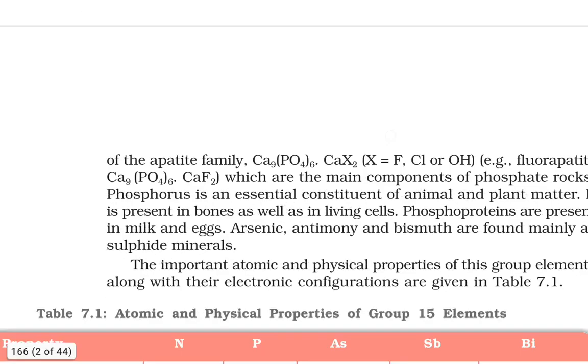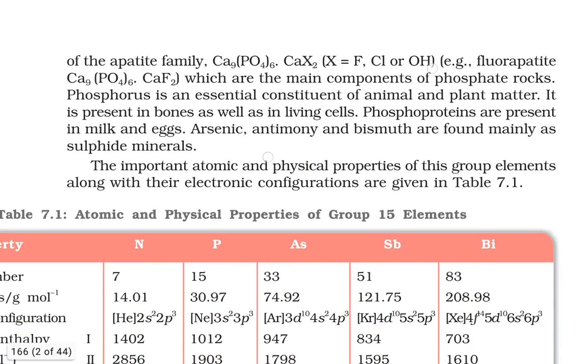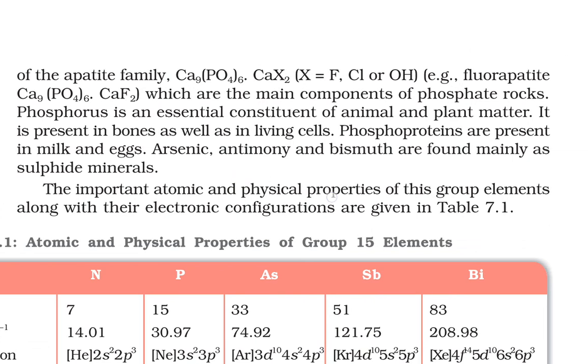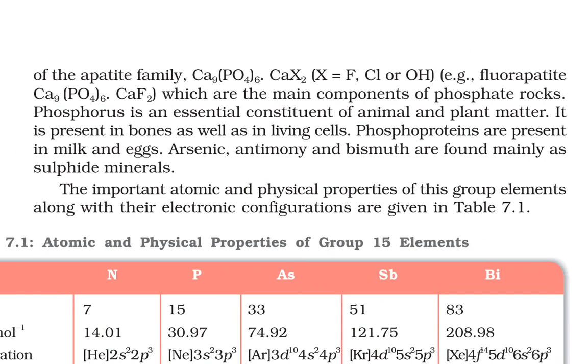Phosphorus occurs in minerals of the apatite family, Ca9(PO4)6.CaX2. X can be fluorine, chlorine or an OH group. For example, fluorapatite, Ca9(PO4)6.CaF2, which are main components of phosphate rocks.